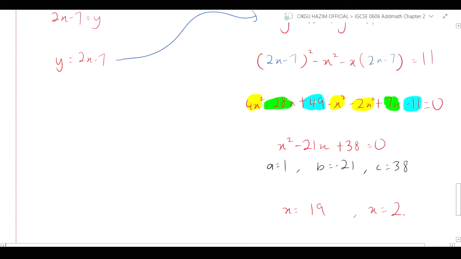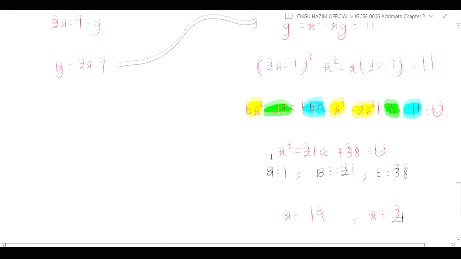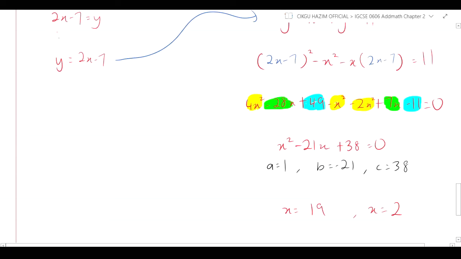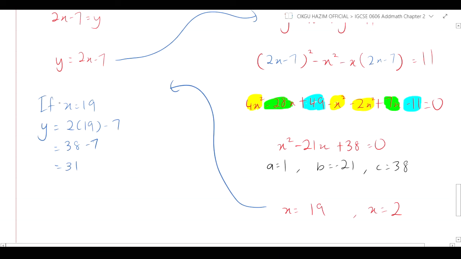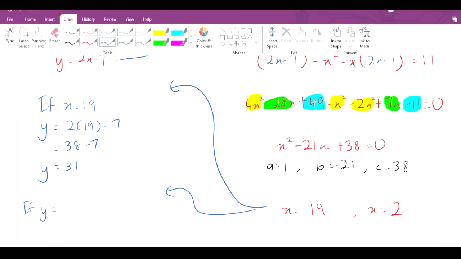So what you need to do next, like I told you, you must have a coordinate. When you have a coordinate, you must have an x value and a y value. So you need to move back to the linear equation to get your value of y. If x equal to 19, then y equal to 2 bracket 19 minus 7. So you're going to have 38 minus 7, which is 31. So if x equal to 19, y equal to 31. What if x equal to 2? Substitute back into the linear equation.